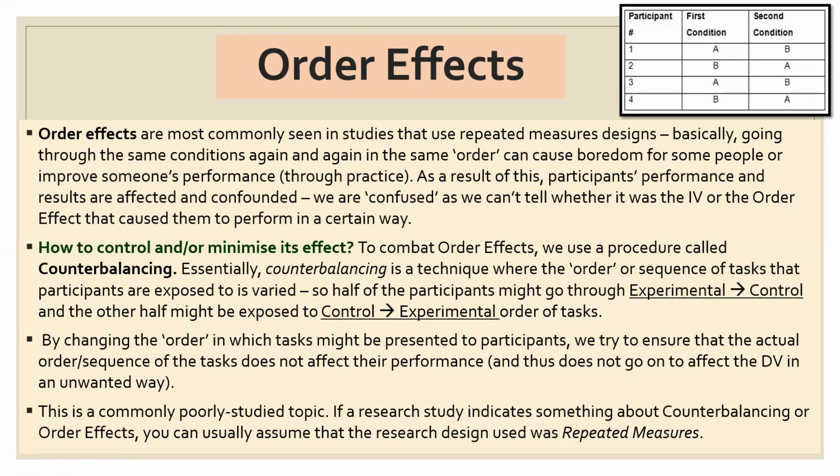This is obviously a poorly studied topic, but you do need to be able to remember that order effects only occur in repeated measures design. So if you do get a scenario and it's clearly an independent groups design and it asks you to identify a potential confounding variable, you will not write order effect, because that study did not use a repeated measures design. Remember, order effects are only relevant to studies that use repeated measures designs. If not, they're completely irrelevant and you don't even need to worry about them.